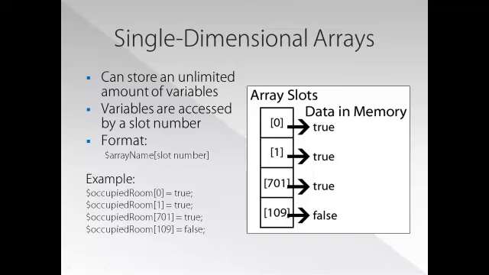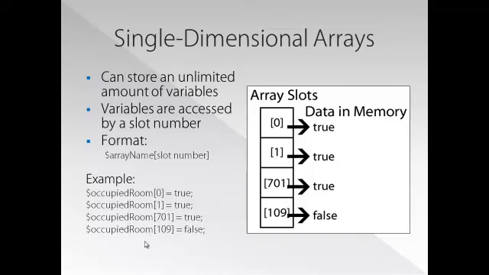This is true for the example below. The first slot 0 is true. Slot 1 is also true. Slot 701, which in normal programming languages would mean there are 702 elements, is also equal to true. However, in TorqueScript, there are only 3 elements so far.